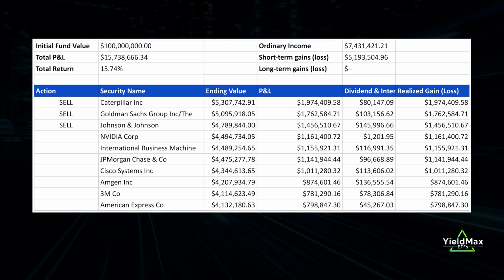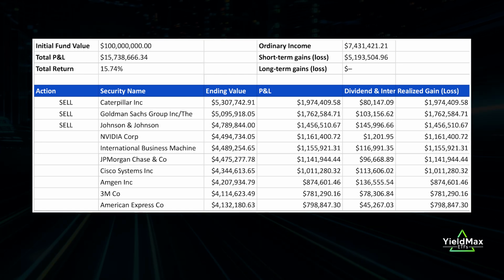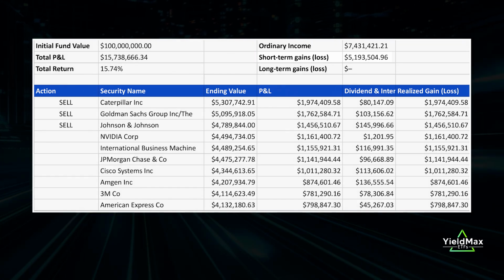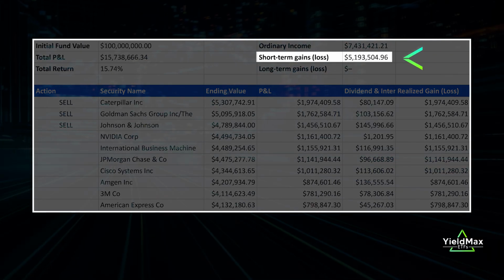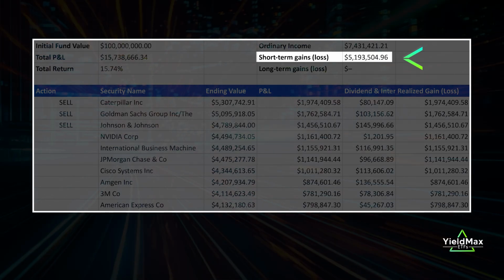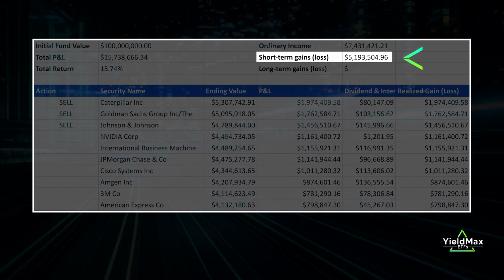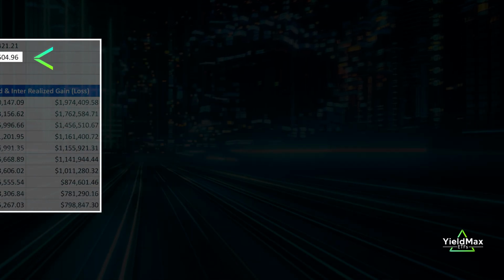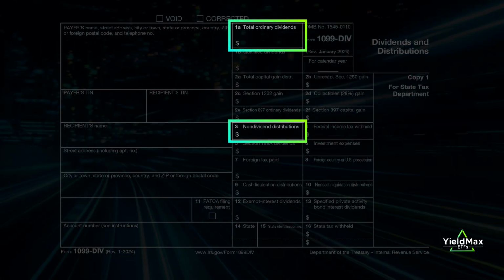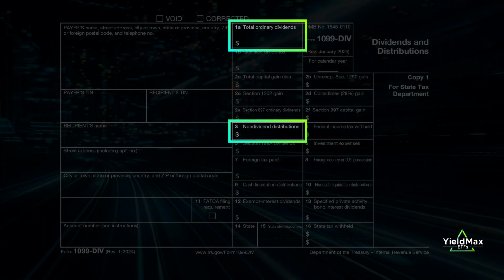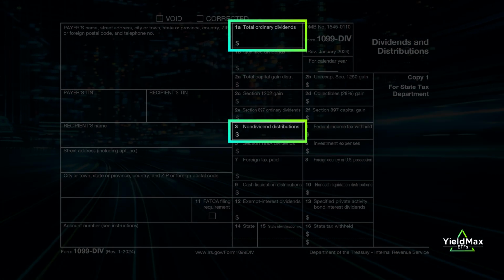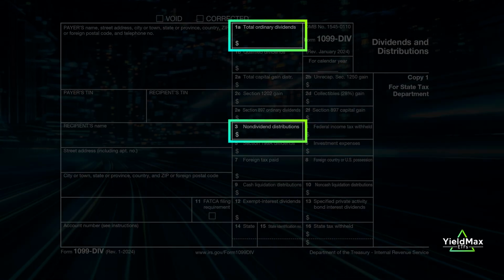If the manager sells the best performing stocks, that would raise cash, but the fund will realize short-term capital gains. The portion of the distributions that came from dividends and short-term capital gains would again appear as total ordinary dividends and may be subject to tax, in which case the 1099 DIV for a $100,000 investment might look like this.